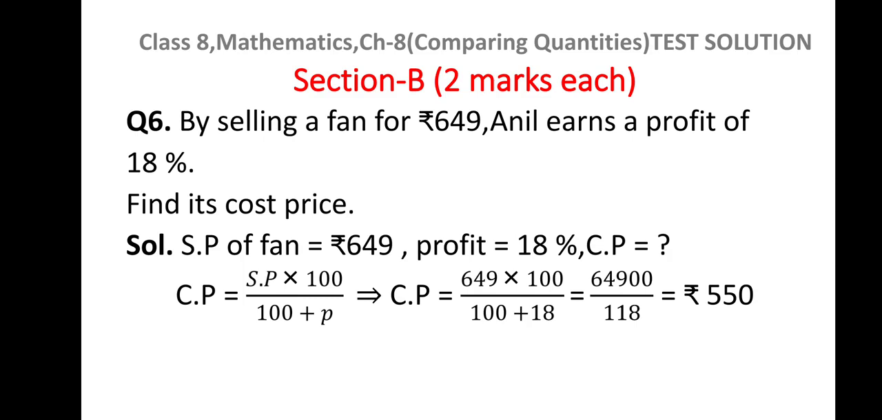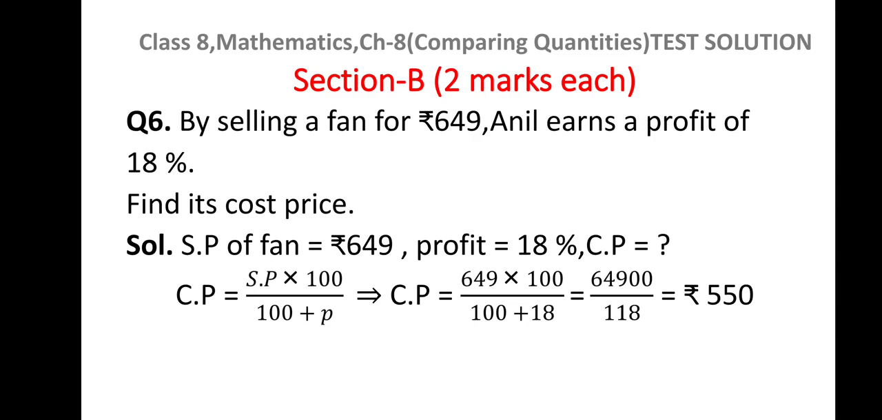Dear children, we have learnt the formula relating SP, CP and profit percentage, and we have also learnt about the formula relating SP, CP and loss percent. So here in this case, as profit percentage is given to you, SP is given to you, we need to find cost price. So we have used this formula, or you can do it in any other way also. If you know any other way, then you can do it that way. If you want to use the formula, then you can use it. Otherwise, you can do it in your own way.